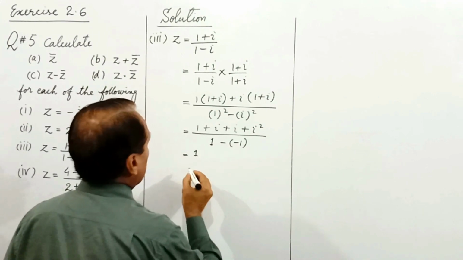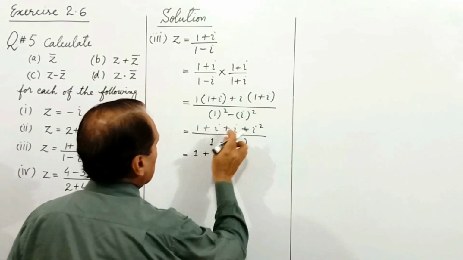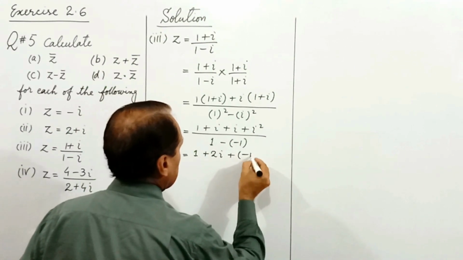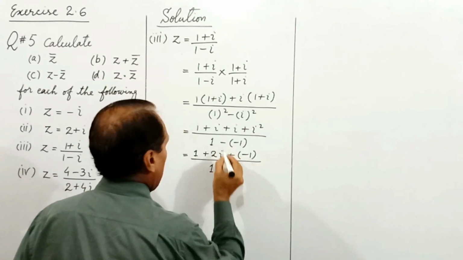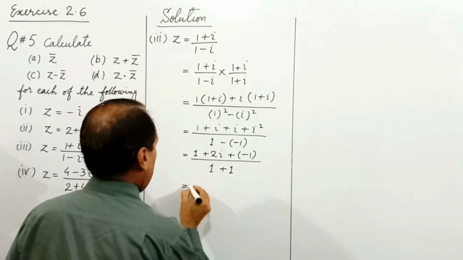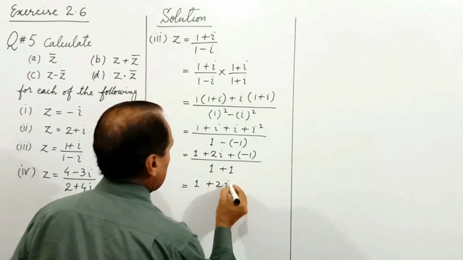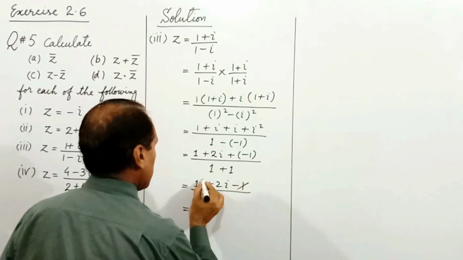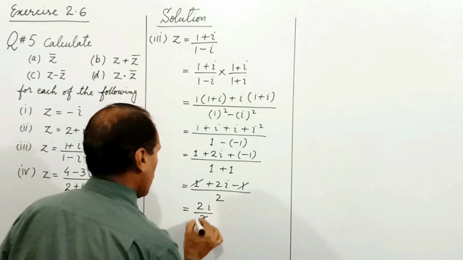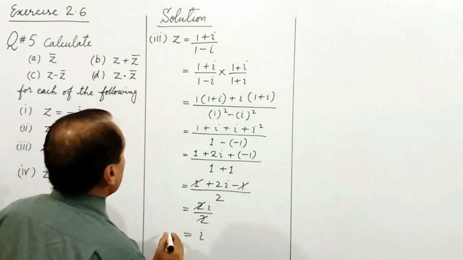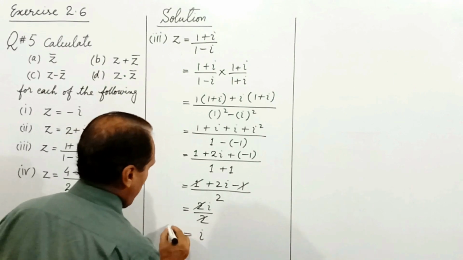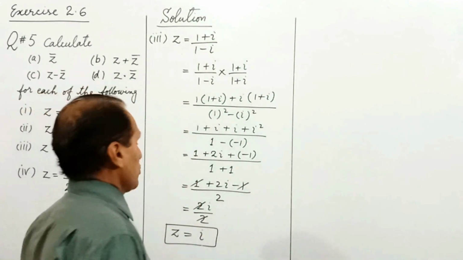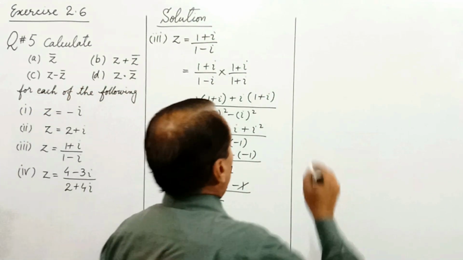1 is carried to the next step in the numerator, and like terms having the same sign, the coefficients are added, so we have 2 iota, and we put the value for iota square, that is minus 1, divided by 1 plus 1. In the next step, 1 plus 2 iota plus minus 1 divided by 2. 1 minus 1, like terms with different sign, cancel. 2 iota divided by 2, 2 is cancelled by 2. What we get over here is iota. We got the rationalized form of Z.